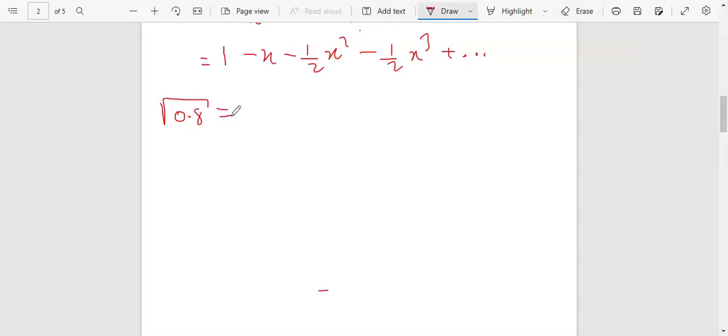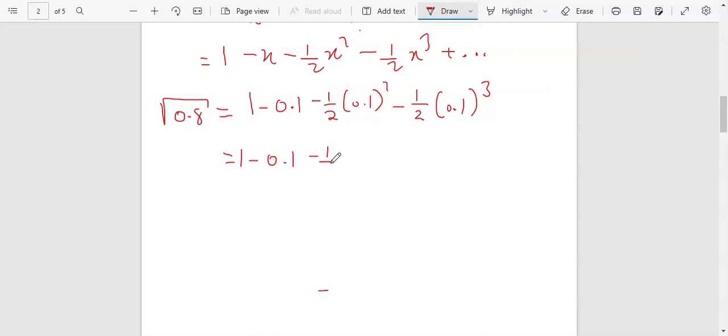So this will become 1 minus, where there is x, 0.1, minus half, where there is x, 0.1, this is squared, minus 1 over 2, where there is x, 0.1, this is raised to the power 3. So this will give us 1 minus 0.1 minus 1 over 2. Now 0.1 squared, you don't need to use a calculator to be able to work this one out.